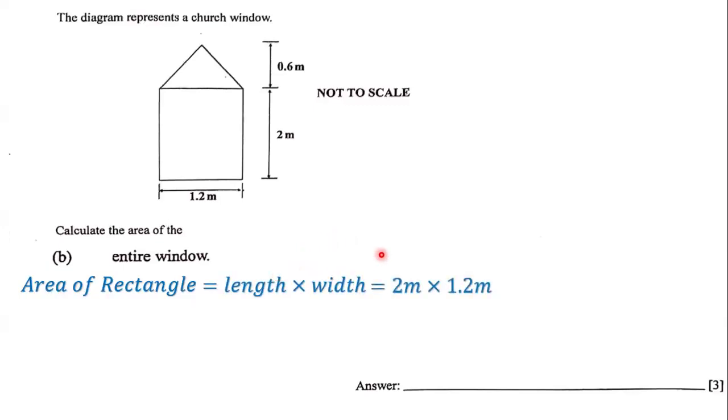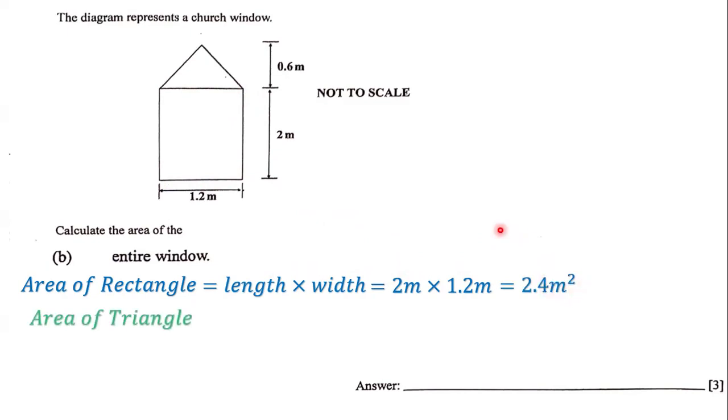And that means that we have 2 meters, right? 2 meters multiplied by 1.2 meters, right? The length multiplied by the width. And so 2 meters multiplied by 1.2 meters is going to give us 2.4 meters squared.